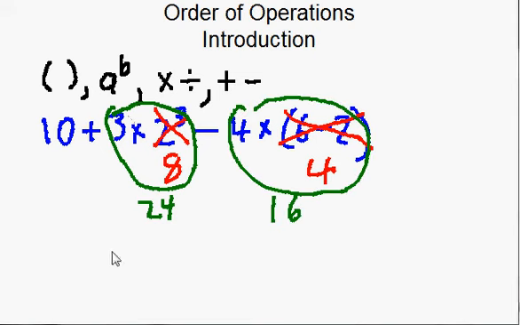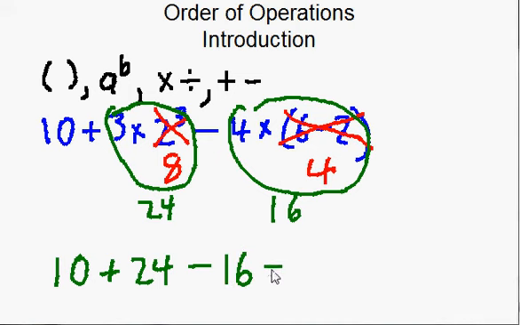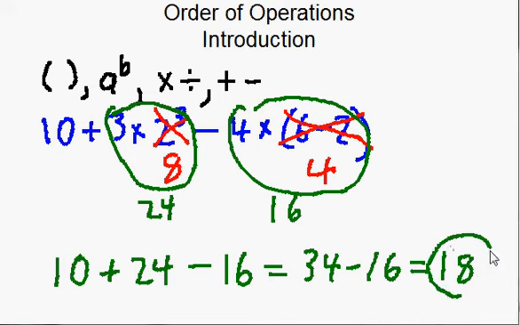Now it's a little messy, so let me rewrite it. I've got 10 plus 24 minus 16. Now I've taken care of the multiplication and division. I go on to adding and subtracting. From left to right, 10 plus 24 is 34. 34 minus 16 is 18. And that is the final answer for this one.